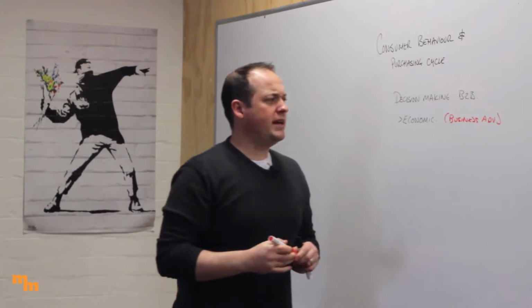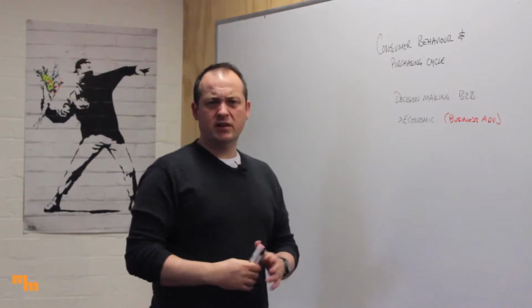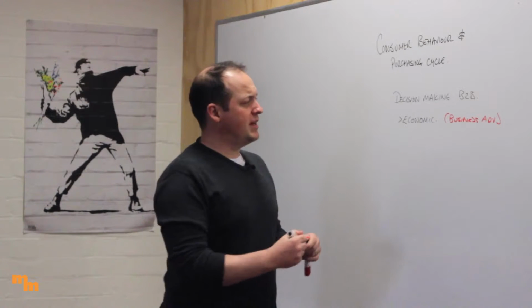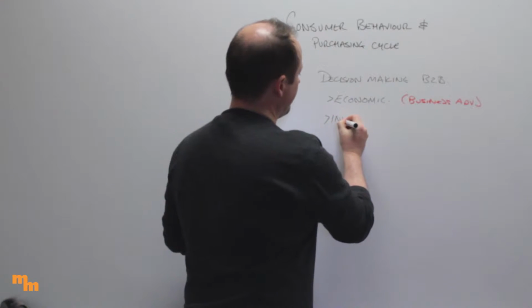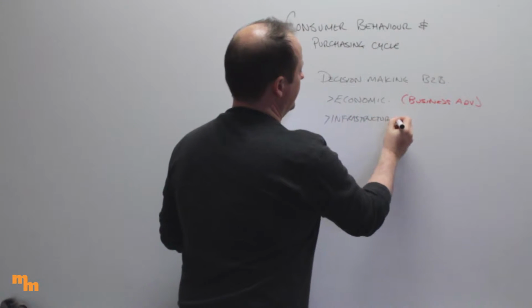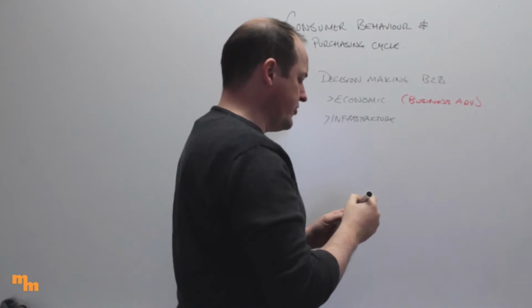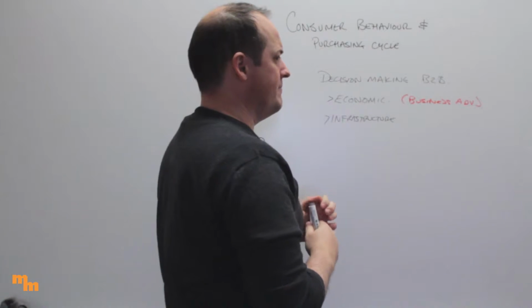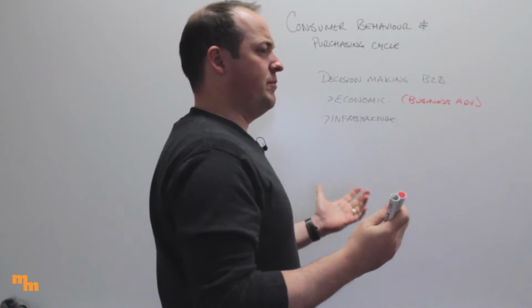Is it new plant? Is it new machinery? Can we make things faster? Can we do things quicker? Can we do things cheaper? Whatever it happens to be. The next one is the infrastructure buyer. The economic buyer was strategic, but the infrastructure buyer takes it to the next level, because they're the person that's going to make the purchase happen.